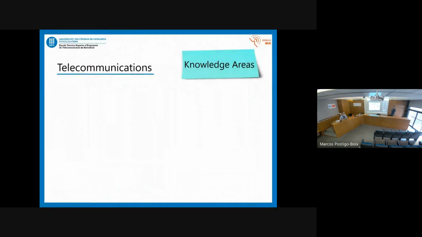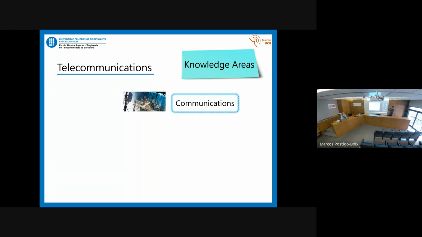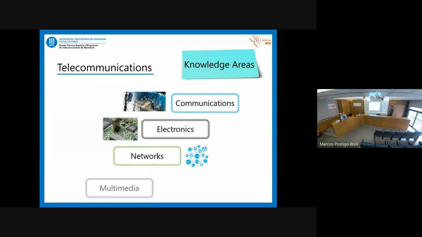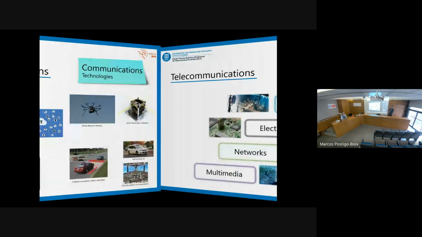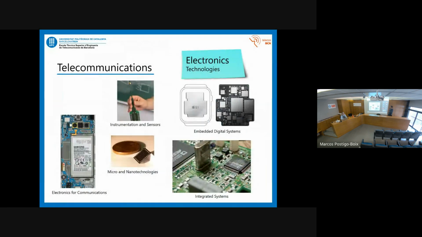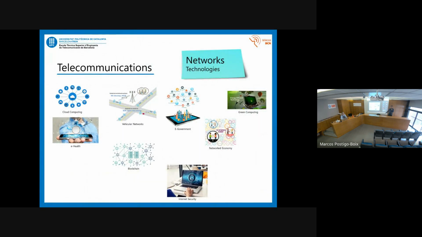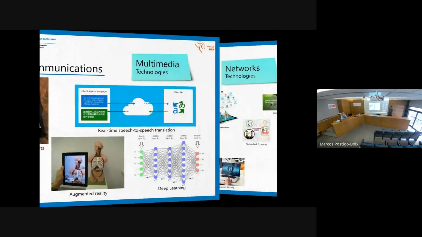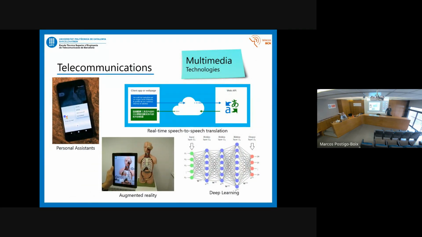Let's begin talking about what telecommunications are, and what type of knowledge you are going to find in both masters. You are going to find subjects about communications, subjects about electronics, subjects about networks, and also about multimedia. So in both masters, you will find knowledge about communication technologies. Here you have some of them. Also, you will have knowledge about electronics technologies, also about networks technologies, many of them. And finally, you will also have subjects about multimedia.